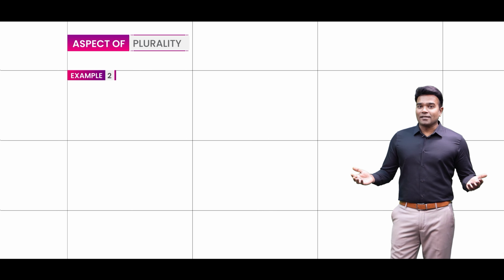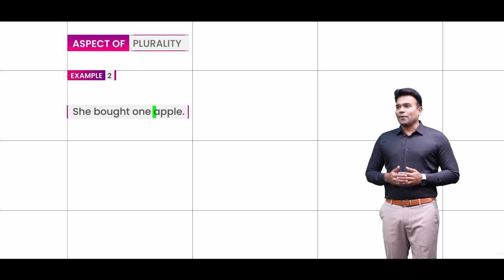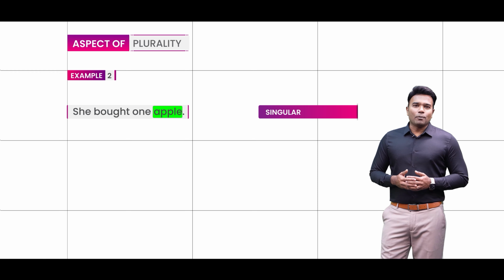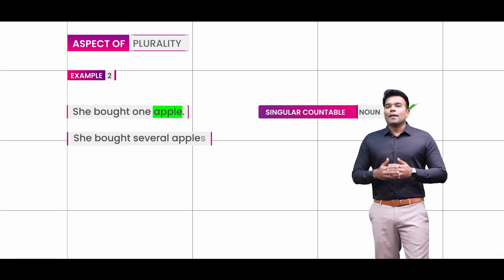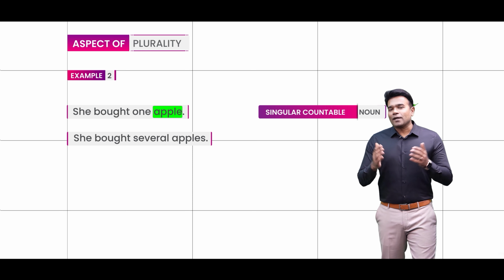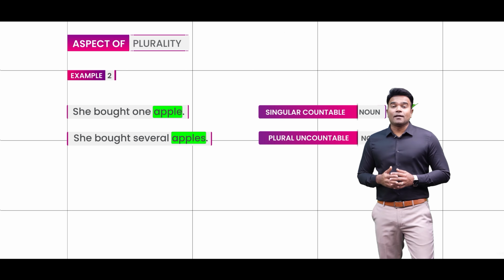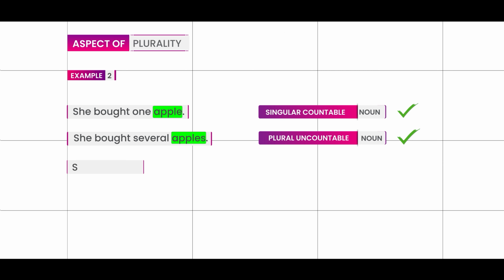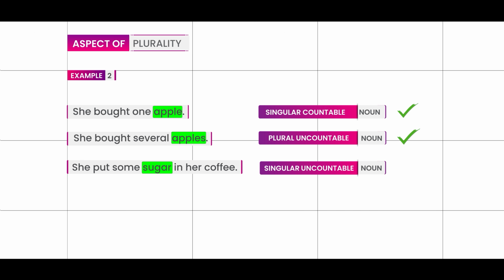Have a look at this sentence. She bought one apple. Obviously here apple is a singular countable noun. But have a look at this sentence: she bought several apples. Here the word apples is a plural countable noun. Now have a look at this sentence: she put some sugar in her coffee. You know that the word sugar here is an uncountable noun, but it is treated as a singular uncountable noun.